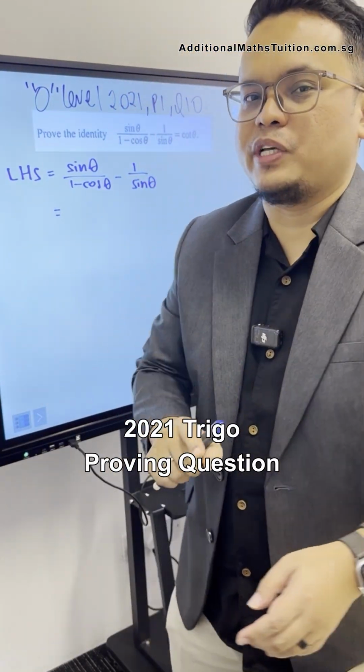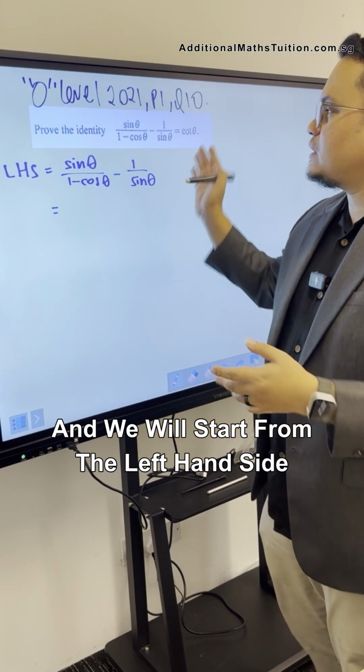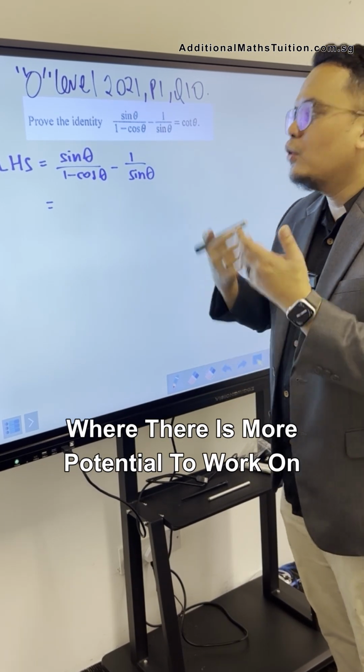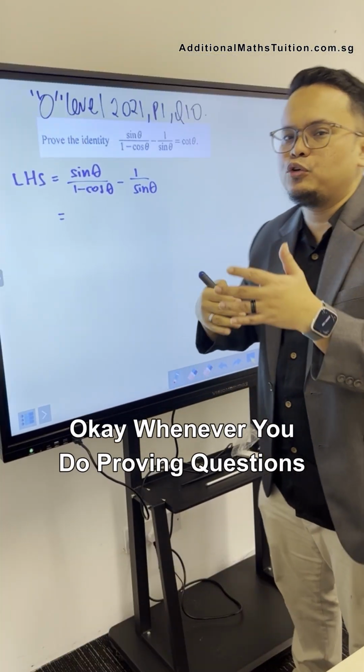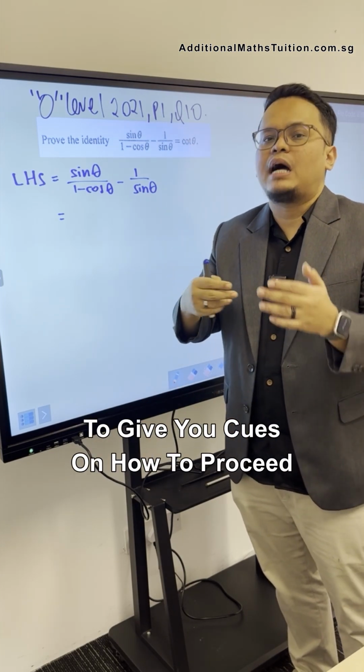2021 Trigo proving question. Alright, let's take a look at this one here. Now we're asked to prove this identity here, and we'll start from the left hand side since that's the side that is more complicated, where there's more potential to work on. Okay, whenever you do proving questions, always look at the other side to give you cues on how to proceed.